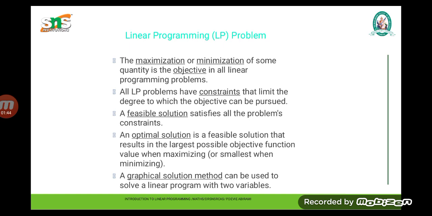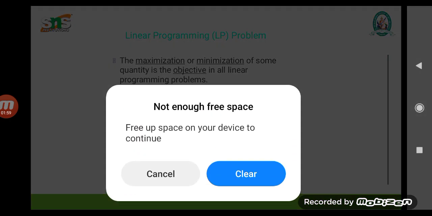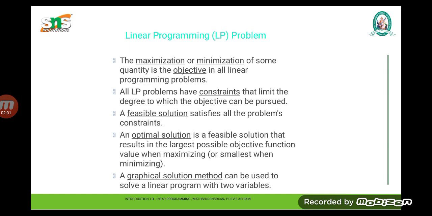A feasible solution satisfies all the problem's constraints. A feasible solution may be maximum or minimum. Sometimes it may be an unbounded solution too. An optimal solution is a feasible solution that results in the largest possible objective function value when maximizing, or the smallest when minimizing.